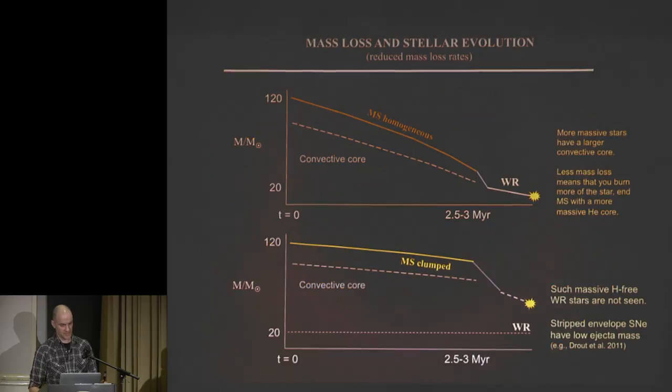Now that's a problem because I'll show you in a second why that is in disagreement already with supernova statistics. But here, this is how we would modify that cartoon. This is the one I just showed you. And for lower mass loss rates, we have very little mass loss on the main sequence with these lower rates. And you find that because the convective core doesn't shrink as much, you end the star's life with a much more massive helium core for a given initial mass. And we know right away that this is a problem because when we look around us, we never see Wolf-Rayet stars that are that massive, hydrogen-free Wolf-Rayet stars.